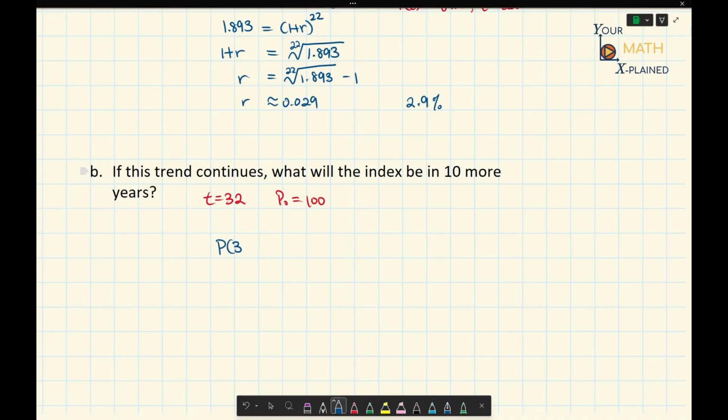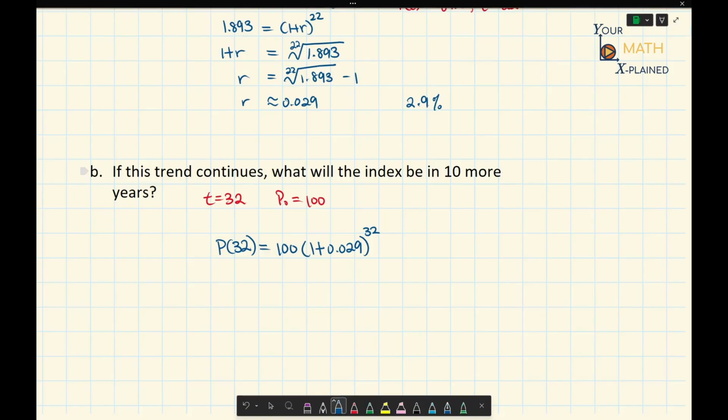So we're going to get P of 32 is equal to our P naught, which is 100, multiplied by 1 plus 0.029 to the power of 32. So here I've written down 0.029, but make sure that when you're putting this into your calculator, you're using the full decimal, because a rounding here could actually change your final answer by quite a large amount.